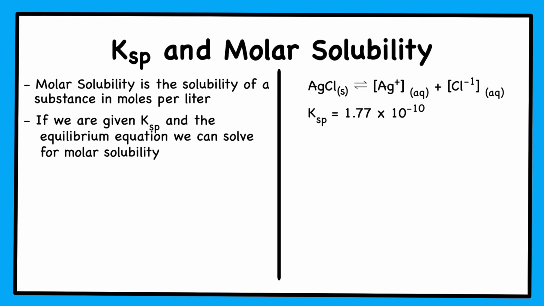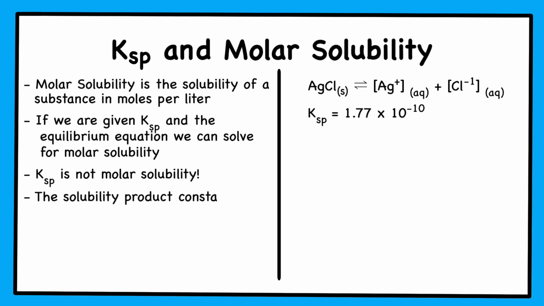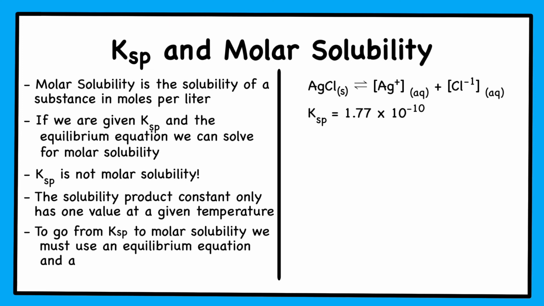Before we go any farther, we need to understand that Ksp is not molar solubility, but the solubility product constant. The solubility product constant only has one value at a given temperature. In order to find molar solubility from Ksp, it involves setting up an equilibrium problem and an ICE table. An ICE table stands for initial, change, and at equilibrium. So, we will set up our ICE table for the concentration of both ions in this reaction.